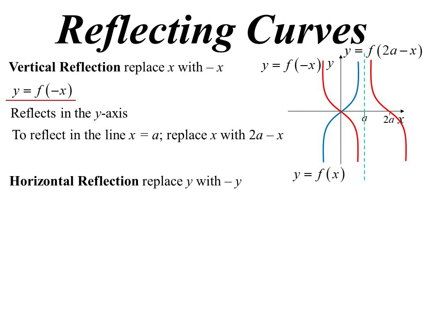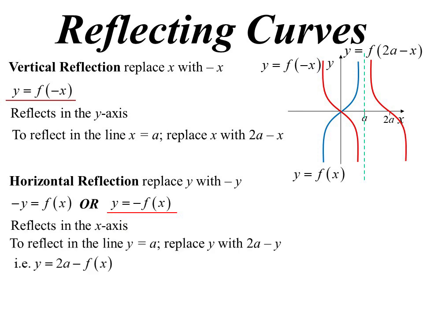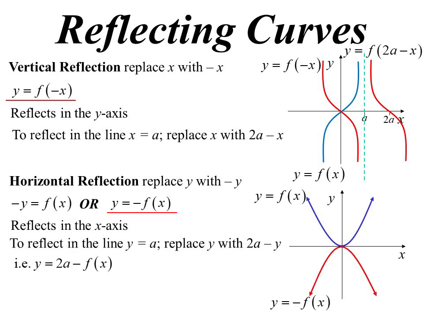Horizontally, then we would replace y with negative y, because now it's the range that's changing. So it'd be negative y is equal to function x, or we'd probably more often see it as y equals negative function x. And again, that reflects in the x-axis. If I wanted to reflect in a different horizontal line, same idea. Instead of replacing with negative y, I'll replace with 2a minus y. To draw a picture of that, there's y equals function x. So if the first thing I did was reflect it in the x-axis, but I actually want to reflect it in the line y equals a, again you'll see we actually have to move it up 2a units, not just a units. So we have 2a minus y.